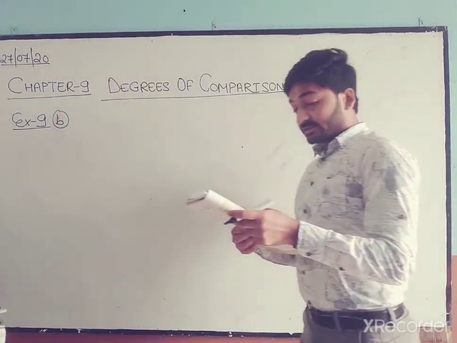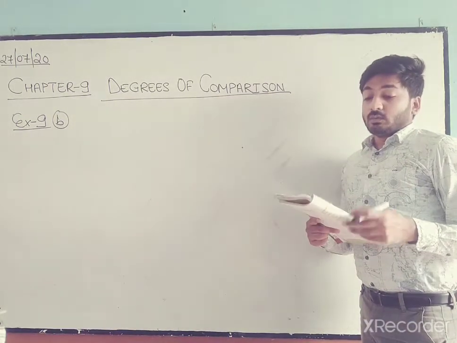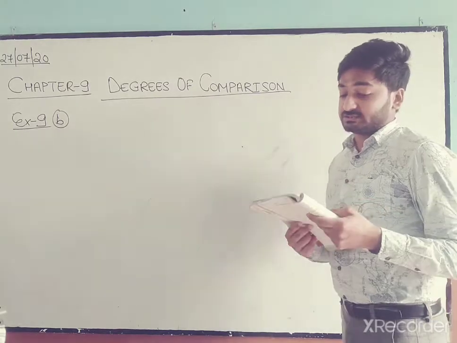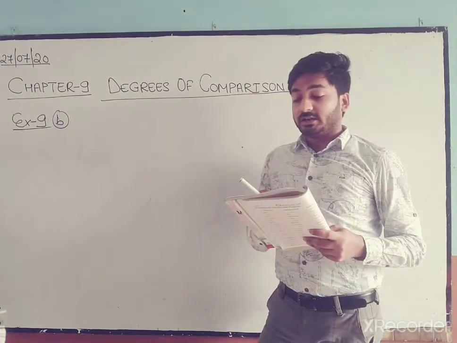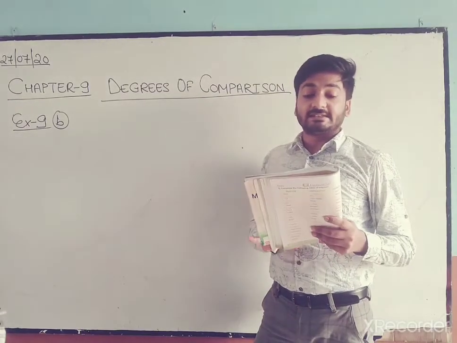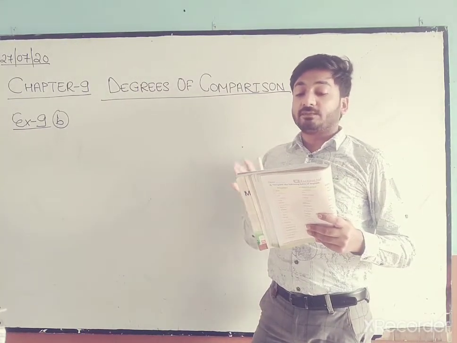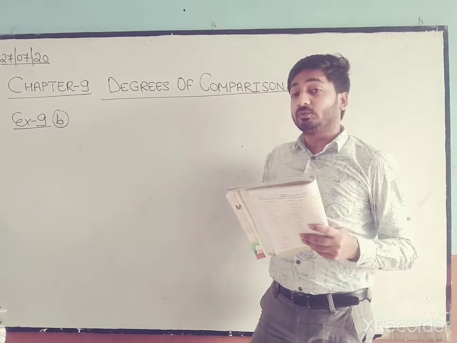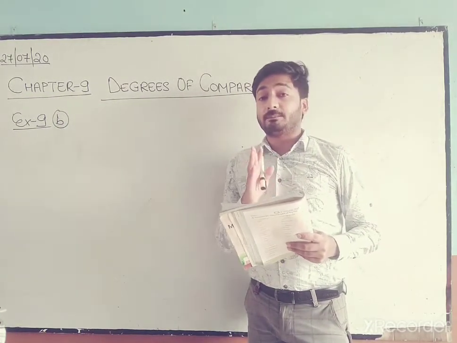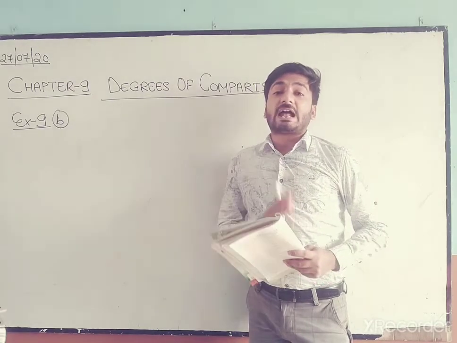Exercise 9B, which is given on page number 59. What we have to do in this exercise: fill in the blanks with the correct degree of comparison. The degree of comparison is given in brackets after every sentence, which you can see easily. We have to read the sentence, then think which degree of comparison will come: positive, comparative, or superlative.